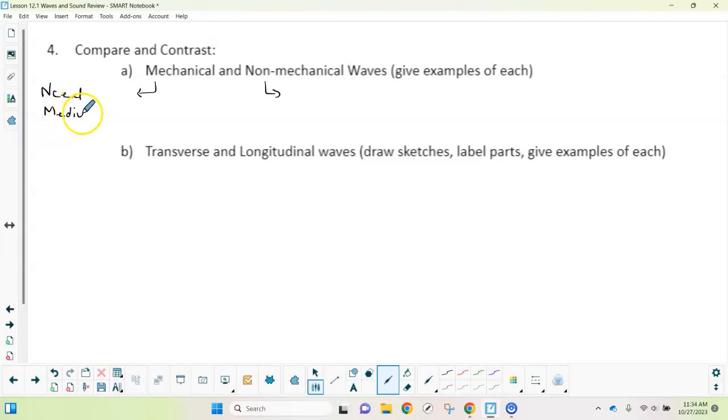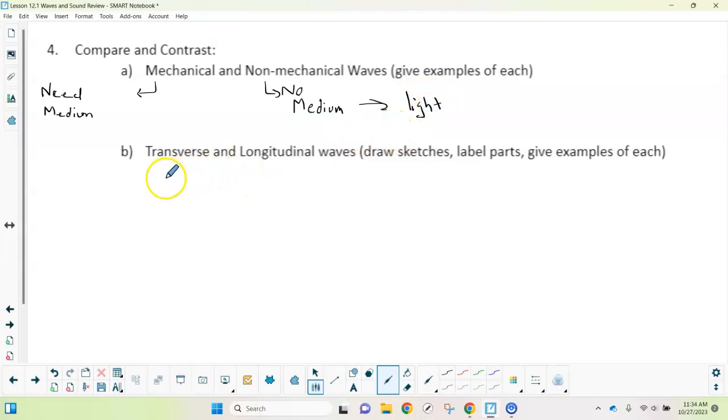So examples of mechanical waves: a wave on a string, a wave on a slinky, sound, anything that's vibrating some sort of particle, that's a mechanical wave. Non-mechanical waves are the opposite of mechanical, so no medium. They don't need a medium, so they don't need to travel through any substance. The example of non-mechanical waves would be electromagnetic waves, including light. Light is the non-mechanical wave we are most familiar with and studied a little bit in this unit.